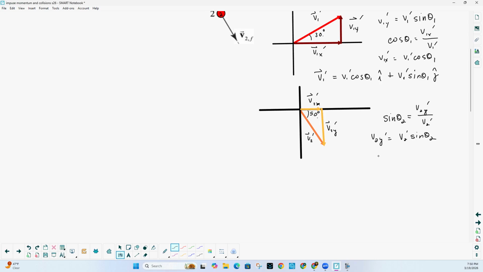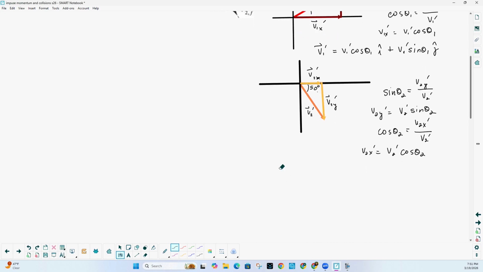Now we're going to use cosine theta. Cosine of theta 2 is going to be adjacent over hypotenuse. So that's going to be V2x prime over V2 prime. Solving for V2x prime is equal to V2 prime times the cosine of theta 2.